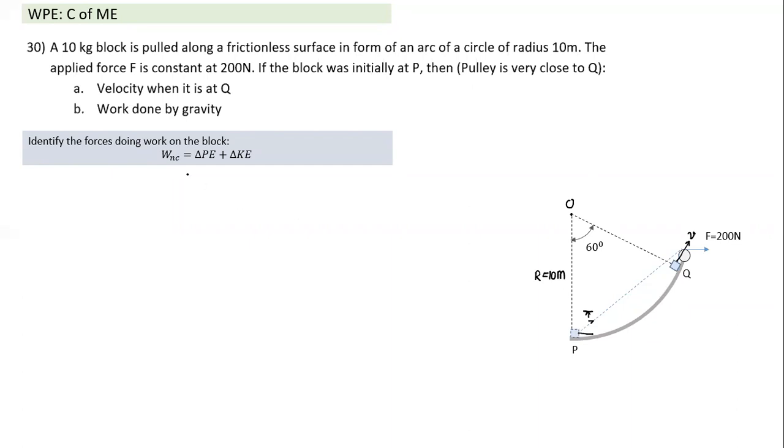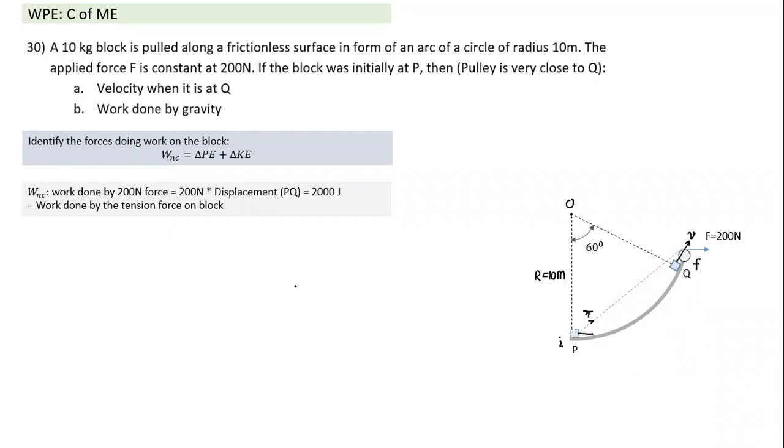So what equation am I going to use? Work done by non-conservative force. Here work is done by conservative force as well as non-conservative force. So I'll use this equation, and it's not difficult to figure out. Work done by non-conservative force is equal to change in potential energy plus change in kinetic energy. And this is my initial state and this is my final. So change means final minus initial.